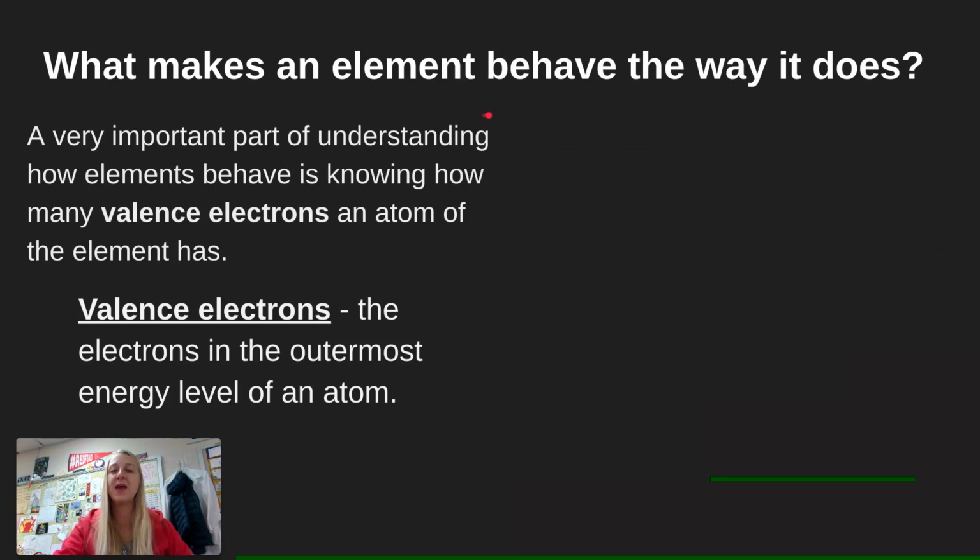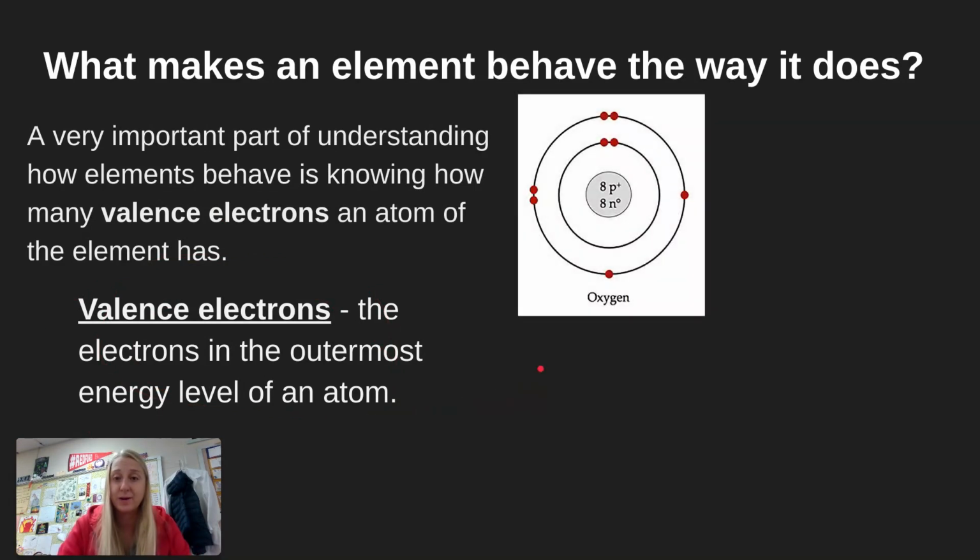Now, what makes an element behave the way it does? So a really important part of understanding how elements are going to behave is knowing how many valence electrons they have. Valence electrons is something we talked briefly about before when you guys were doing your element research project. To summarize, valence electrons are the electrons in the outermost energy level of an atom. So let's look at an example atom.